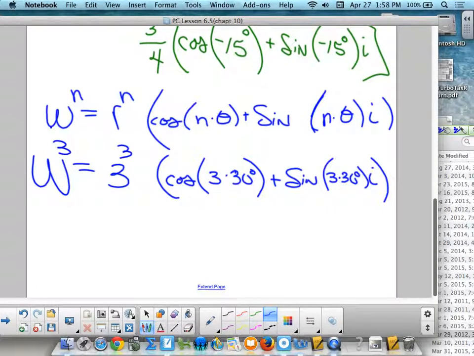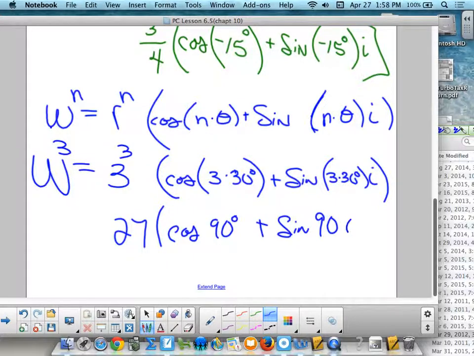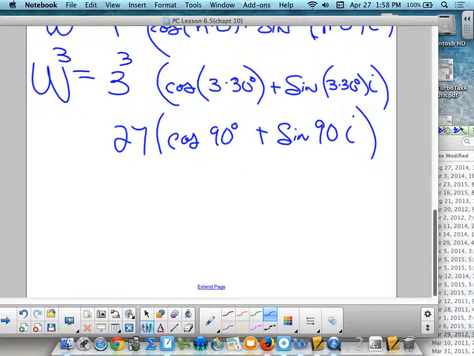Plus sine of 3 times 30 again, i. You end up with 27 times what? Cosine 90 plus sine of 90 i. Right? Okay. Am I done? That is in polar form, isn't it?